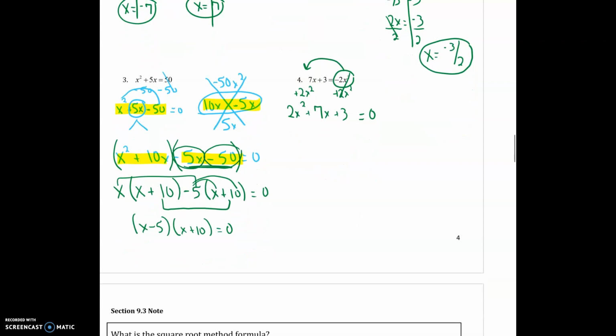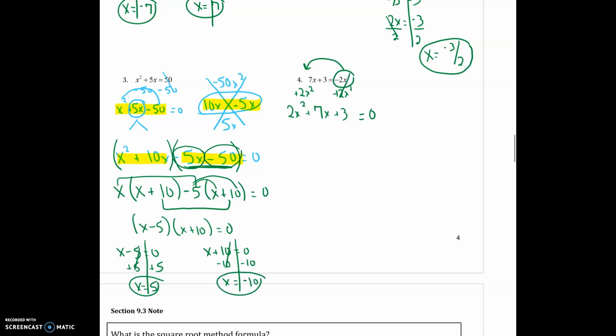And I'm just going to set each factor equal to 0. So here's x minus 5 equaling 0. X plus 10 equaling 0. And now to solve for x, on the left one, I'll add 5. And when I'm done, I have x equals 5. And on the other one, I'll subtract 10. And when I'm done, I have my other answer of negative 10.